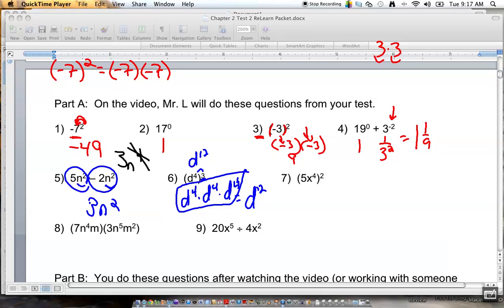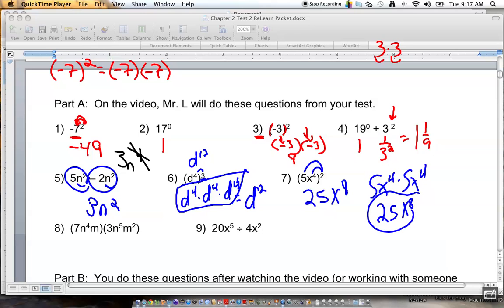All right, and the next one, danger, danger, danger. I have to square everything in the parentheses. So 5 squared is 25, not 10. And then x to the 4th squared is x to the 8th. Now the other way to do this would be to do 5x to the 4th times 5x to the 4th. 5 times 5 multiplying coefficients is 25. And exponents, x to the 8th. Okay? So either of these, if you notice, they come out to 25x to the 8th.